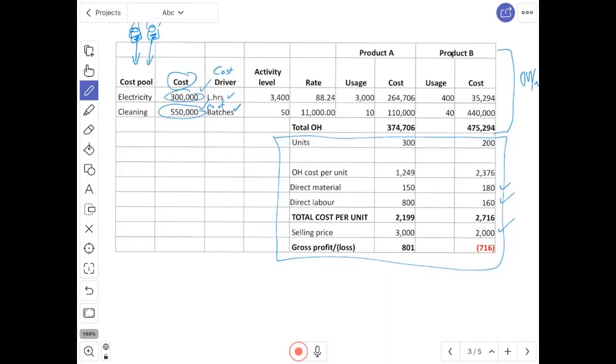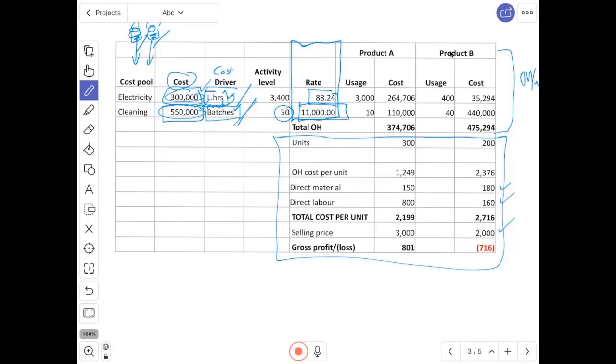Next thing is we need to calculate the rate. How much does it cost us per labor hour in terms of electricity, and how much cleaning cost do we spend per batch? Now, in order to calculate the rate, we need to divide the cost by some activity level. So we divide it by the cost driver. Electricity cost divided by labor hours will give us a rate per labor hour. Cleaning costs divided by number of batches will give us the rate per batch. So it's as simple as that. You need to understand. Don't memorize this if you don't understand what we're doing. We are calculating a rate for each of these smaller cost pool buckets to allocate. Same as what we did for the traditional method. We just have 2 rates now.